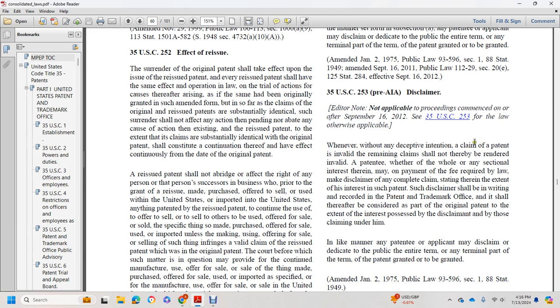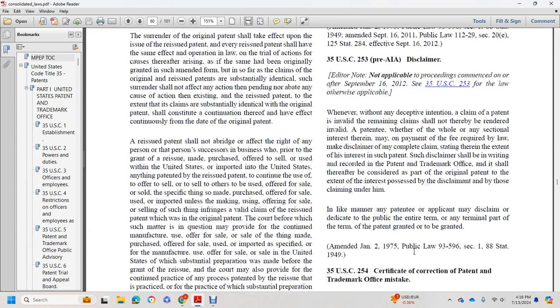Whenever, without deceptive intention, a claim of a patent is invalid, the remaining claims shall not thereby be rendered invalid. A patentee, whether of the whole or any sectional interest therein, on payment of the fee required, may make disclaimer of any complete claim, stating the extent of his interest in the patent. Such disclaimer shall be in writing, recorded in the Patent and Trademark Office, and thereafter considered as part of the original patent to the extent of the interest possessed by the disclaimant and by those claiming under him. In like manner, any patentee or applicant may dedicate to the public the entire term, or any terminal part of the term, of the patent granted or to be granted.